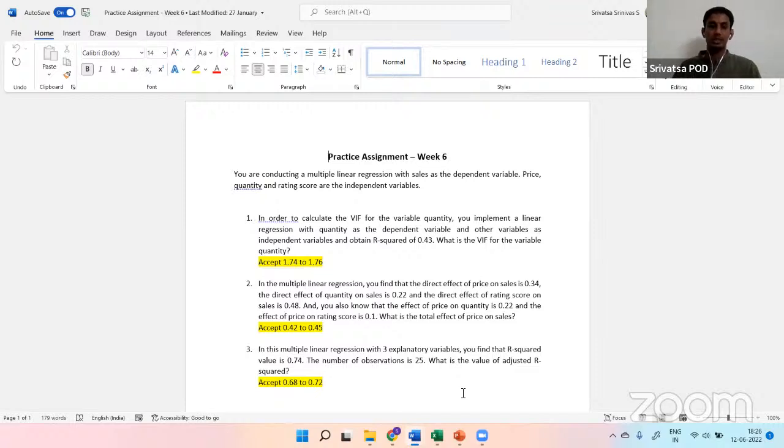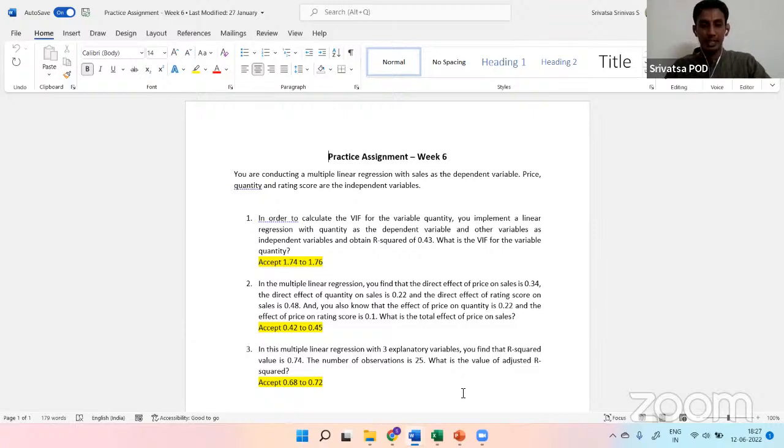Now let's come back to this question. You have a multiple linear regression with 3 explanatory variables, and you find that the R squared value is 0.74, and the number of observations for this multiple linear regression is 25, and you need to find the value of adjusted R squared. The adjusted R squared has a formula, which you will see in a certain lecture. When you apply this formula with the following values directly, you can get the solution.